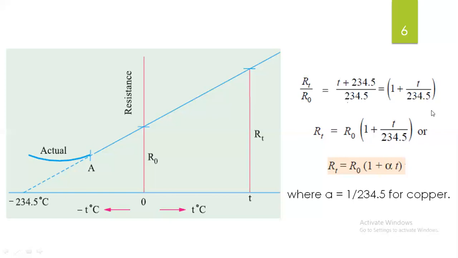This is similar to the previous equation, RT equals R0 in bracket 1 plus alpha t. By comparing these two equations, and since this graph is for copper, you can conclude that the value of alpha for copper is 1 upon 234.5.